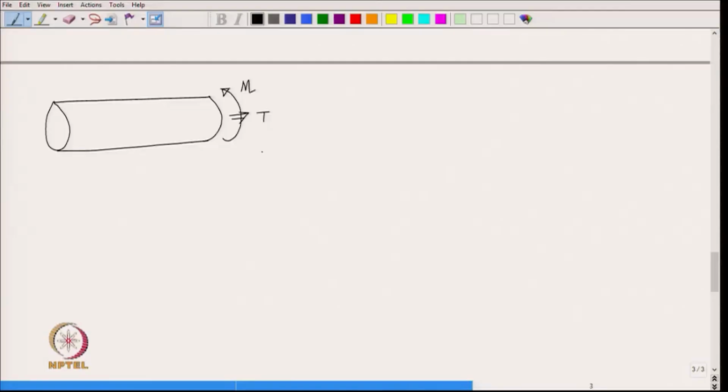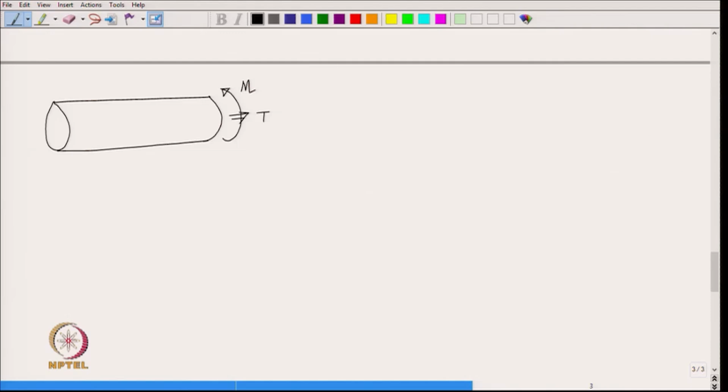Let us work out a simple example demonstrating how we can use this theory in designing a beam. Okay. So, think of a beam, a circular beam, which is subjected to both torque as well as the bending moment m. Okay. What is the state of stress corresponding to this loading?